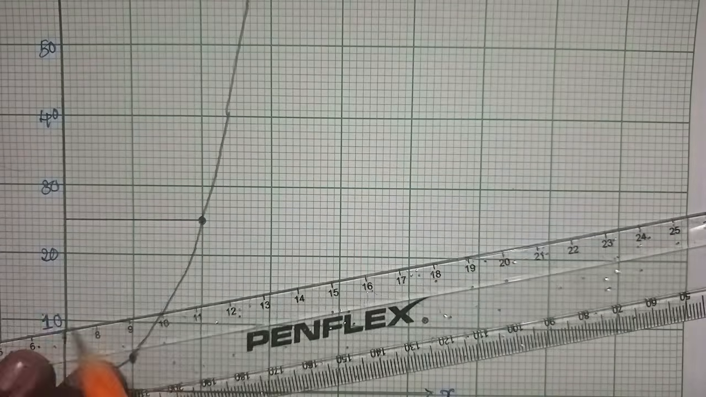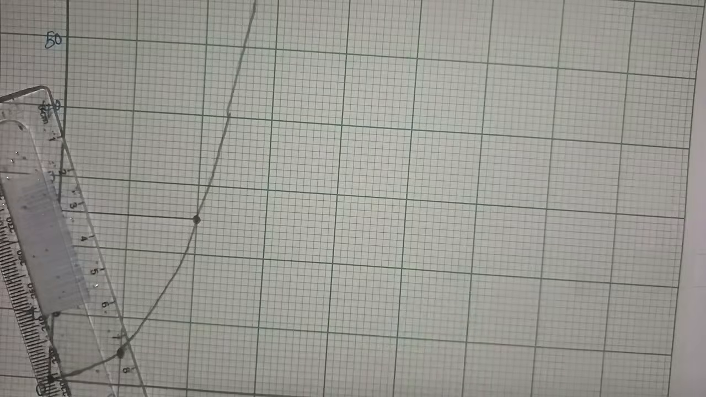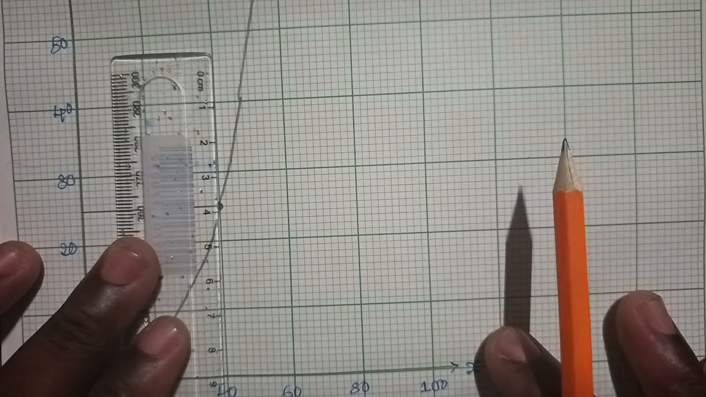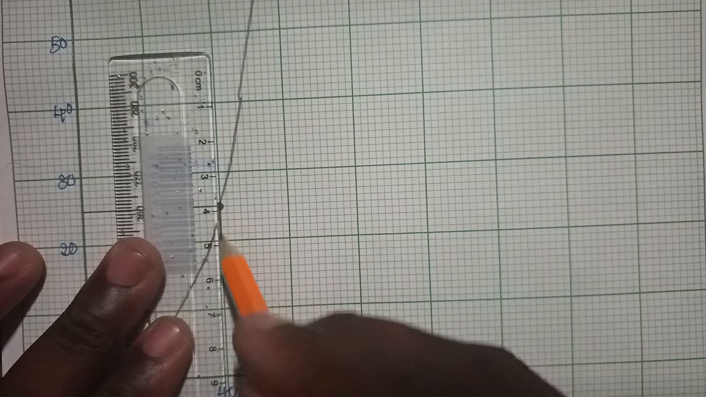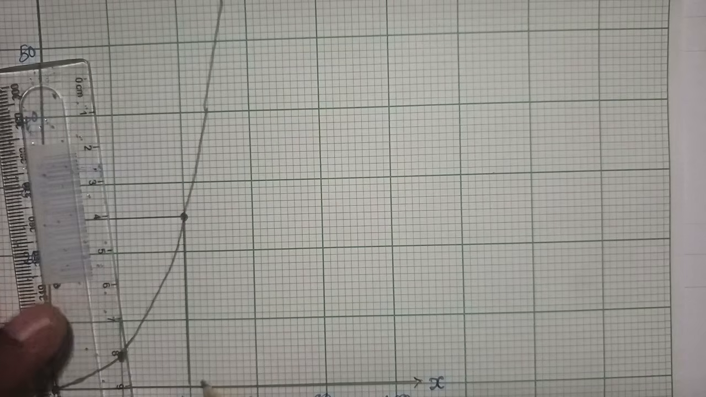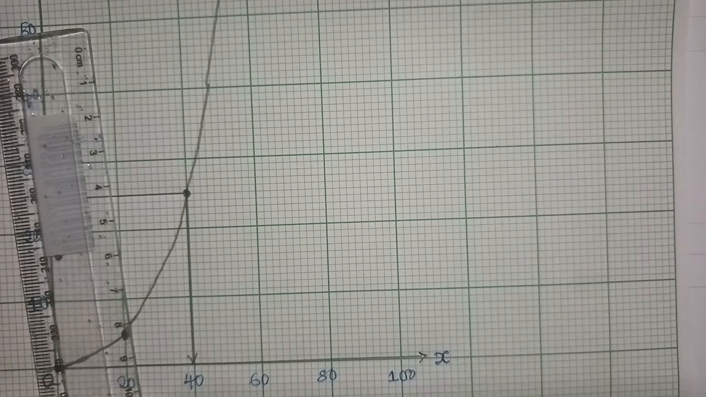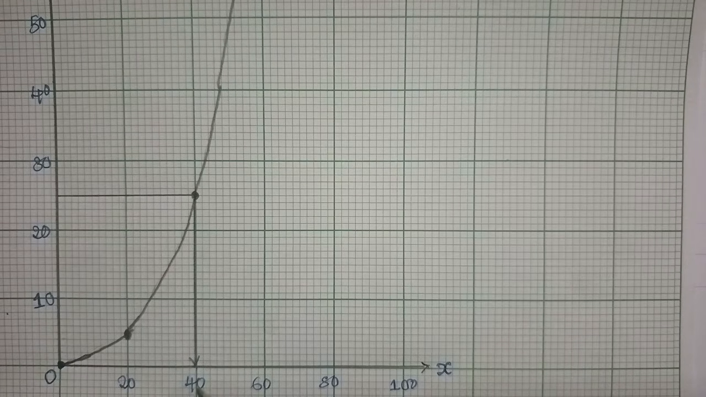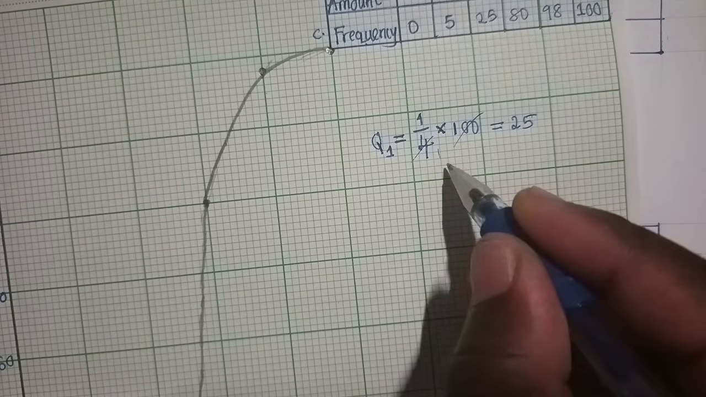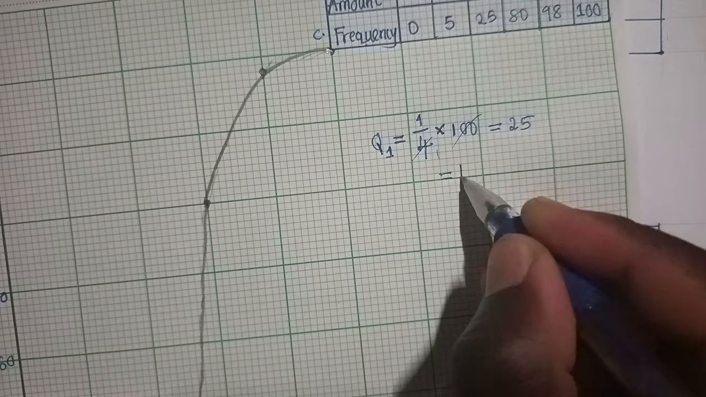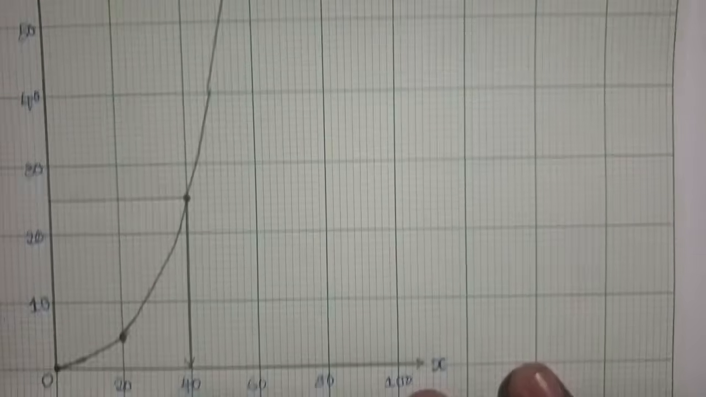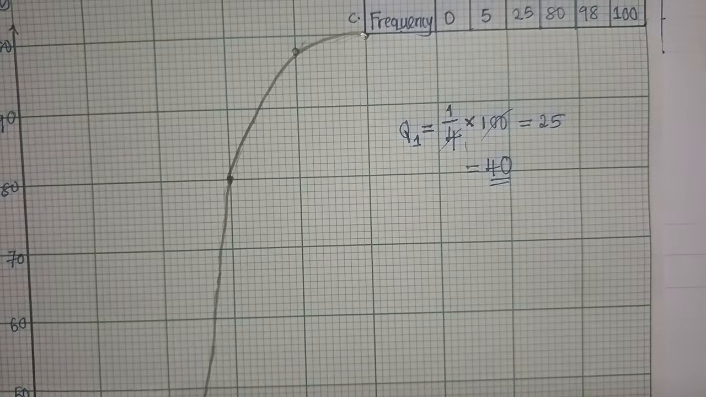Okay? From where 25 is up until you touch the graph. So when you touch the graph, you now go down like this. So I'm going down like that. Okay? You see? So from 25, you go down. This number right here is your answer. So it's the first quartile, it's a what? It's a 40. So this is our quartile 1. It's a 40. Okay? We now find quartile 3.